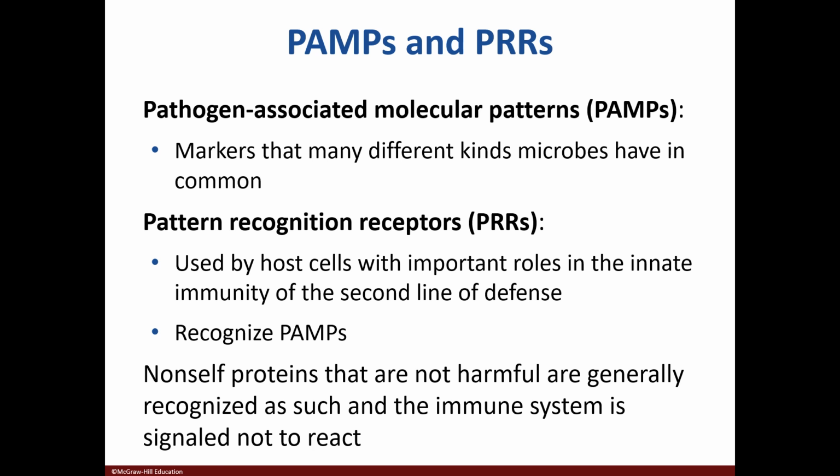PAMPs, or pathogen-associated molecular patterns, are markers found on the surfaces of microbes. Host cells have pattern recognition receptors that recognize PAMPs and are part of the second line of defense. Anything that's non-self and not a threat is not targeted by the immune system.